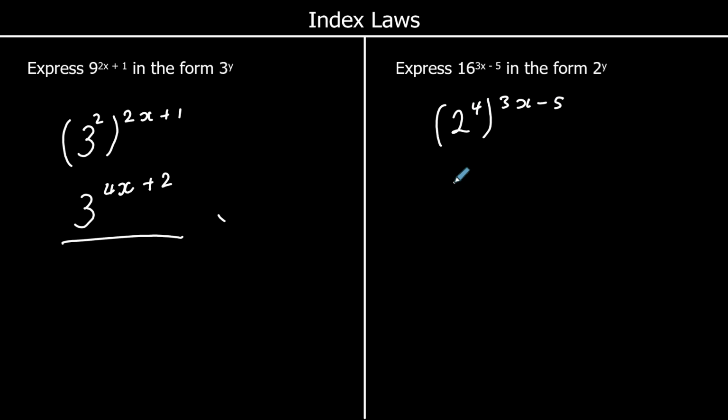Then we're just going to times these two powers together. When we've got a bracket, we times the powers. So it's going to be 2 to the power of 4 times 3x is 12x, and 4 times negative 5 is negative 20.